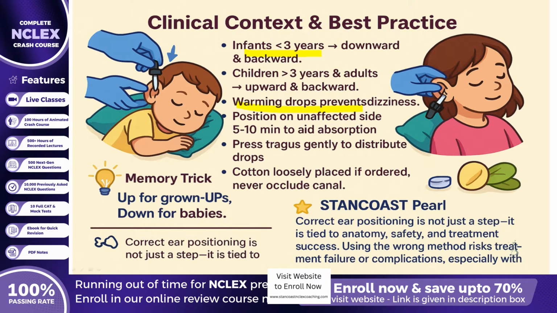Here is a simple NCLEX memory trick. Up for grown-ups, down for babies. This phrase helps you instantly recall that adults require upward and backward traction, while infants require downward and backward. And finally, the Stan Coast Pearl.